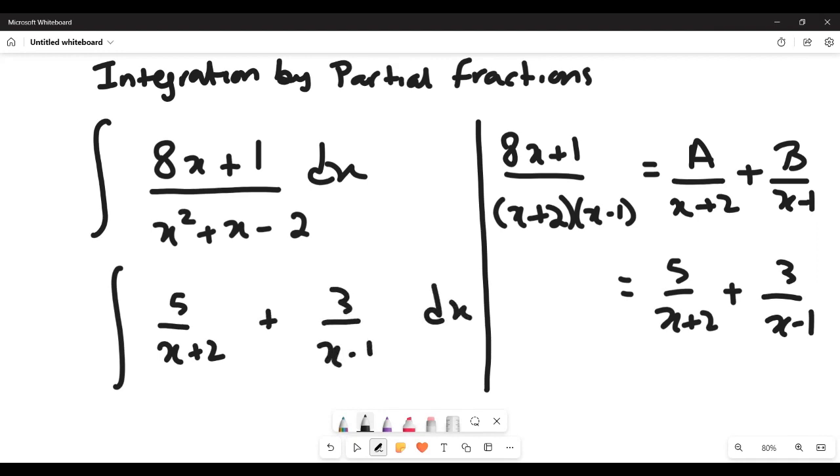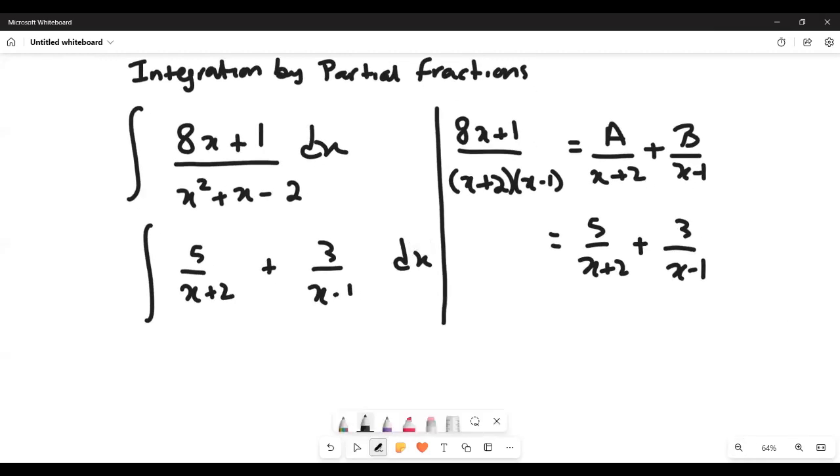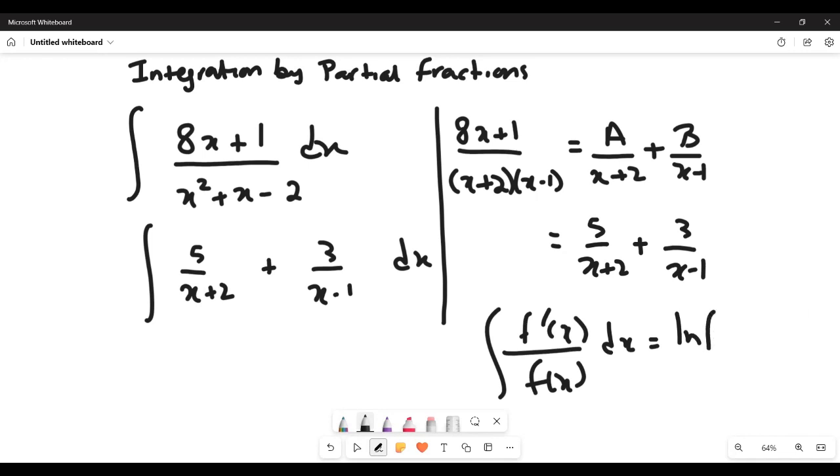So we've broken the fraction into partial fractions. Now again, we have functions in the denominator. So we're going to check whether this case is applicable, where you have f(x) in the denominator, f prime x in the numerator, and when you integrate it, it equals ln f(x) plus c. So we do have x plus 2 in the denominator. The derivative of x plus 2 is 1.